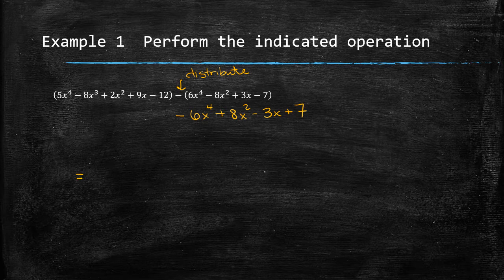So x to the fourth, I end up with negative x to the fourth. So I will underline those two just so I know that I've used them already. X cubed, I only have this minus 8x cubed. Okay, x squared, we have two terms, so 2x squared plus 8x squared. So that gives us 10x squared. Plus 9x minus 3x, so plus 6x. And then we have minus 12 plus 7, so a minus 5. Okay, so when you're subtracting polynomials, remember to distribute the negative and then add like terms.